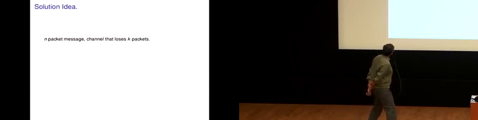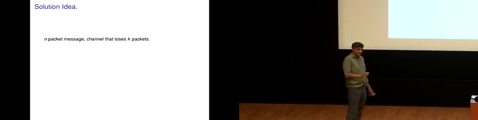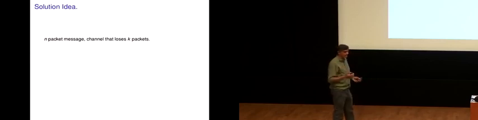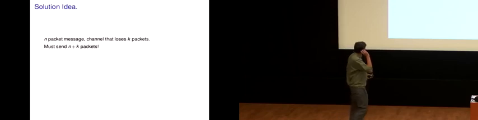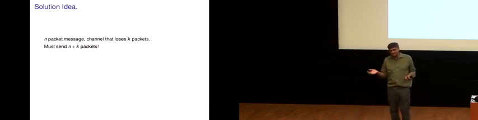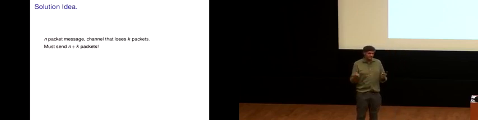Okay. N packet message. The framework is there's an n packet message that goes through a channel that loses some packets. The channel is something you send it over, maybe a wire, in this example it's the air, that loses some number of packets. We're just guaranteed it loses at most k packets. So clearly, if you have n packets, you better send n plus k. If it loses k packets, you're going to lose information. That's both intuitive, and you can do a simple calculation and see that has to happen.